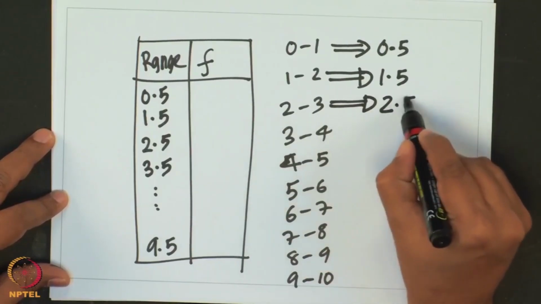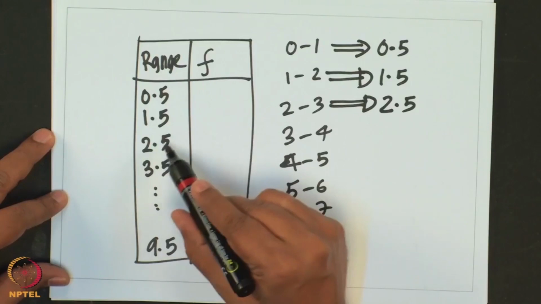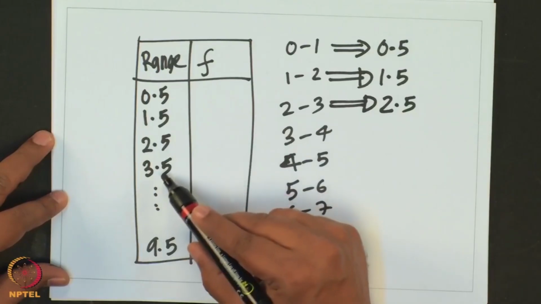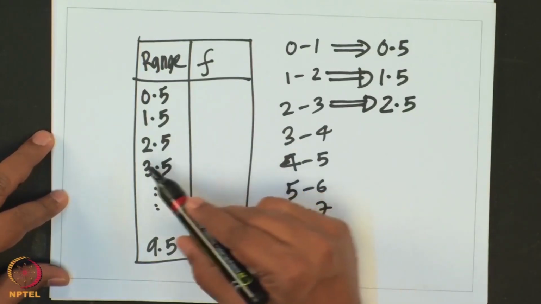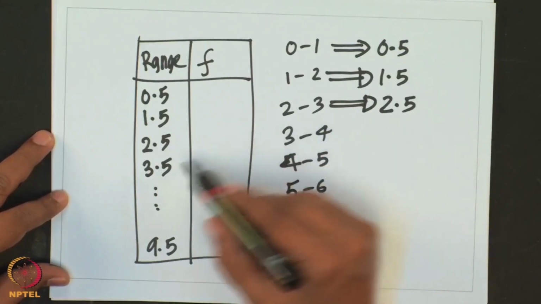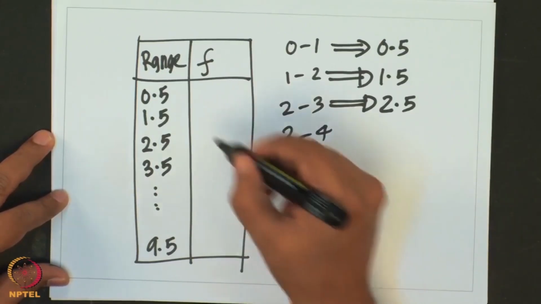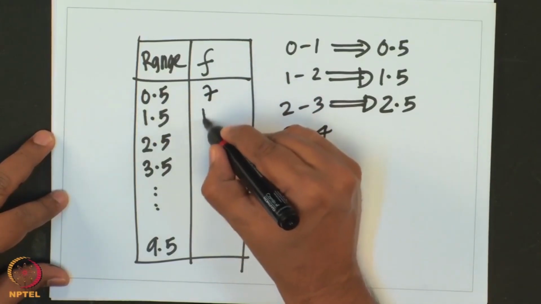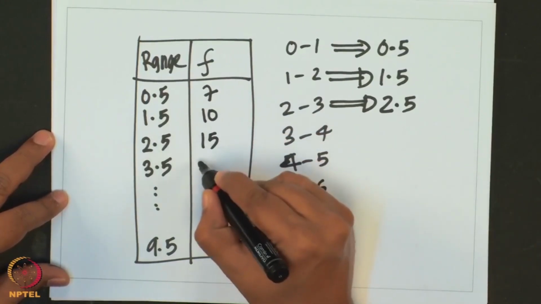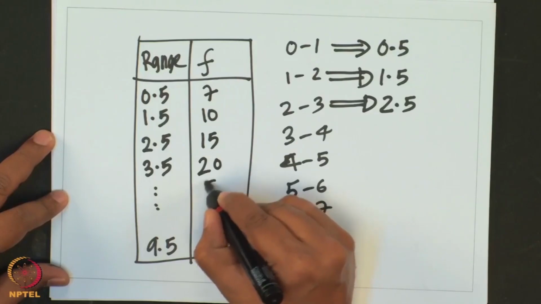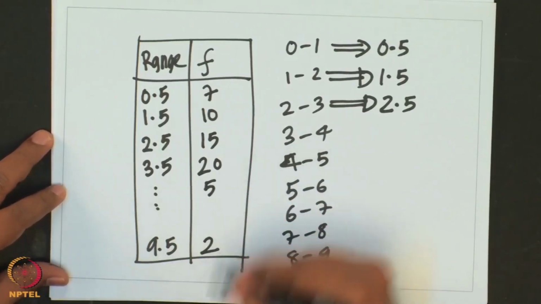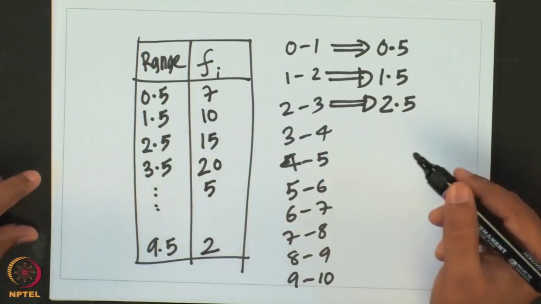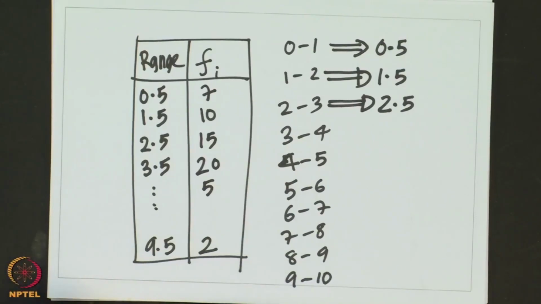2 to 3, I could put a middle value 2.5. So 2.5 means around 2.5, how many numbers are there within this range of 0.5. Around 3.5, how many numbers are there within this range of 3 to 4, which is 0.5 up or down. So now you could say there are 7 numbers between 0 and 1, there are 10 numbers, there are 15 numbers, there are 20 numbers, and then there will be like 5 numbers, and there will be like 2. So you could get a frequency like this for every range. Fi versus I.